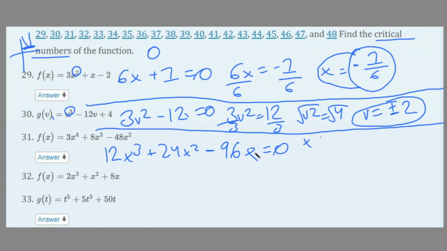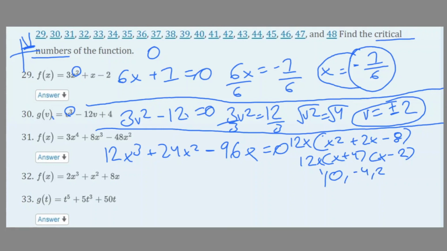So we could factor out, I believe, 12x. I have 12x times x squared plus 2x minus 8, I believe. Yeah, 8. And now we could just factor out the inside, which is going to be x plus 4 and then x minus 2, and 12x. So we could deduce that the x values here that would equate to an answer of 0 would be x equals 0 right here. So our critical points will be at x equals 0, negative 4, and 2. And those are our critical numbers right here.